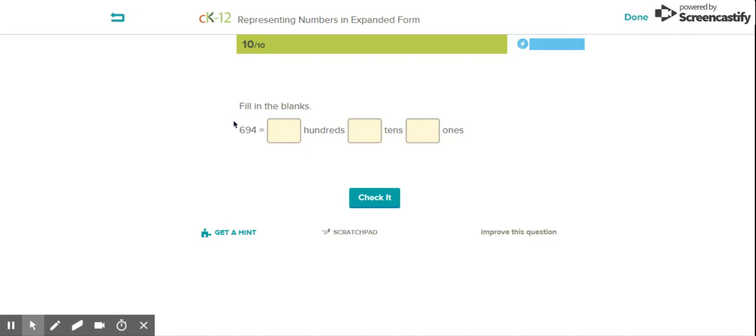Remember, expanded form is really just asking how much that individual digit is worth. We know that this number is a 6, but we need to know how much it's worth, and it's worth 6 hundredths. And so I would type in 6, and they already put the hundreds, and then we would go on, and we know that this is 9, but it's really 90 or 9 tenths, and the last digit 4, we know that that is 4 ones. This is one way to look at expanded form.